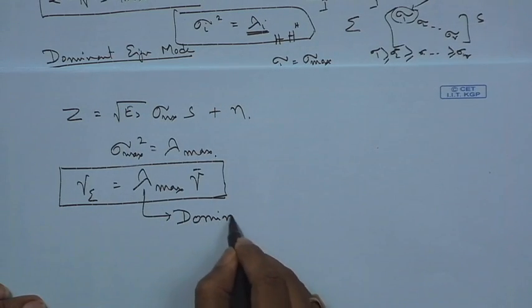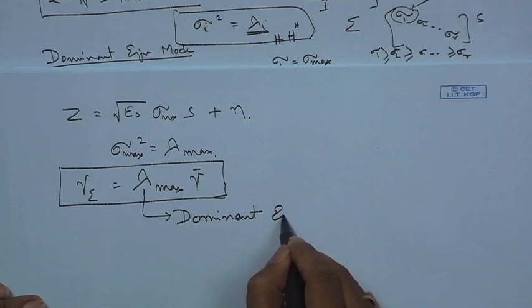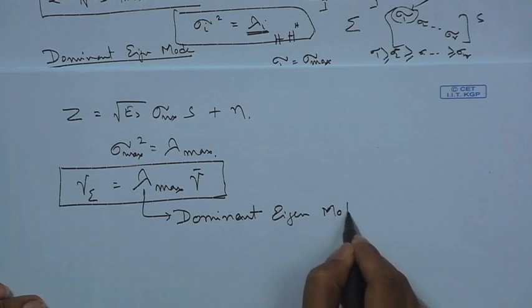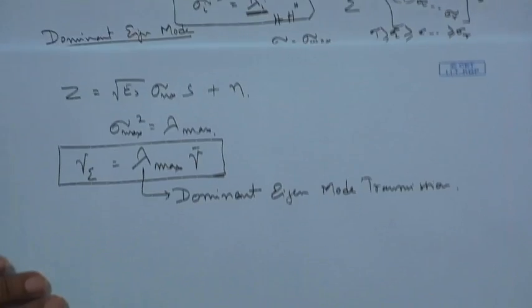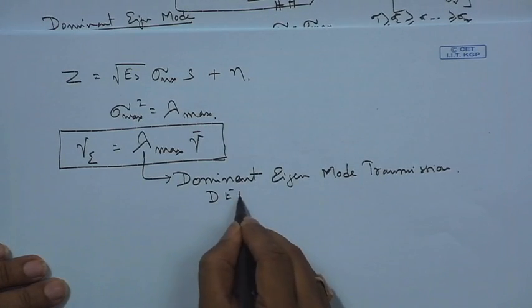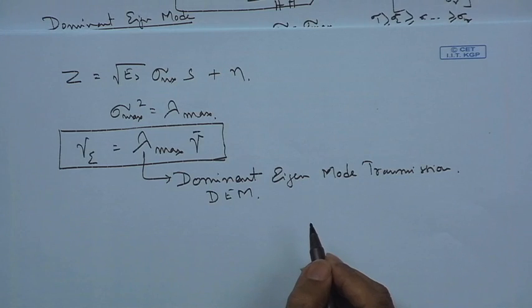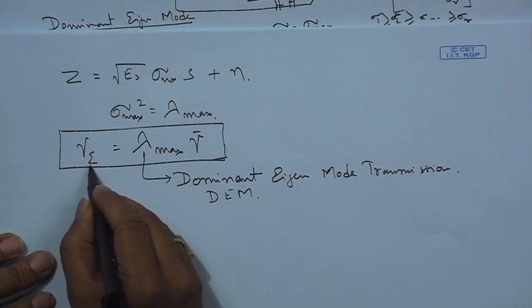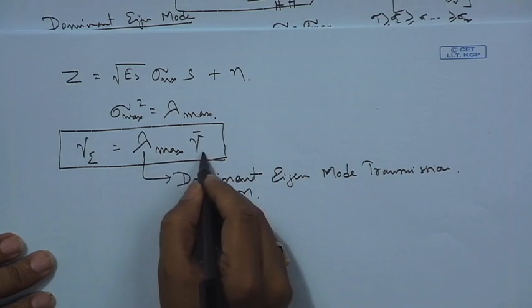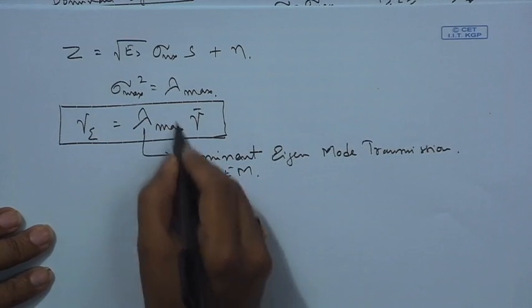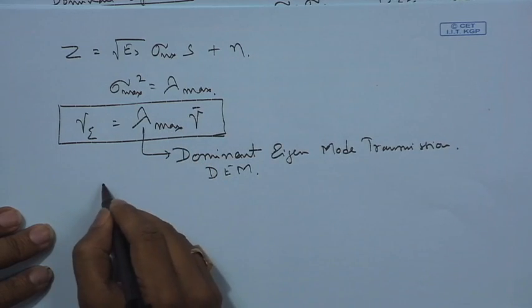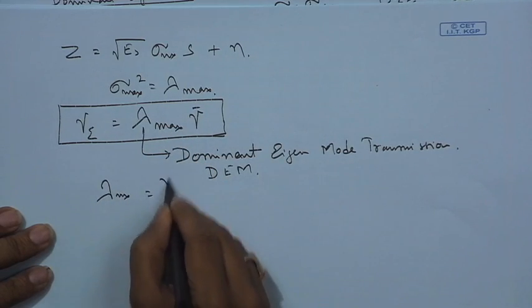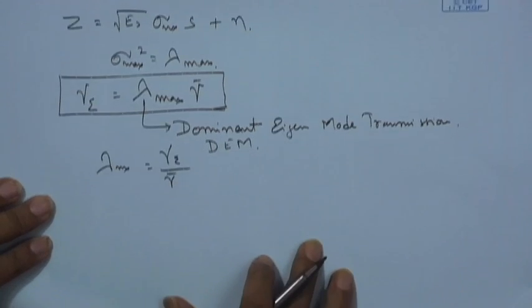So, dominant eigenmode transmission, right. So, this, or in short form DEM. So, with this we can carry on, and we could say that this gamma sigma is equal to lambda max times rho, and of course, if we look at this, we can say that this lambda max is equal to this combined by gamma bar. This we will use at an appropriate time.